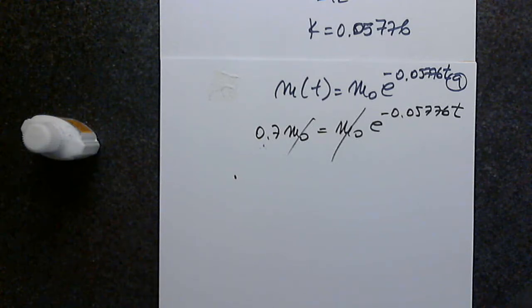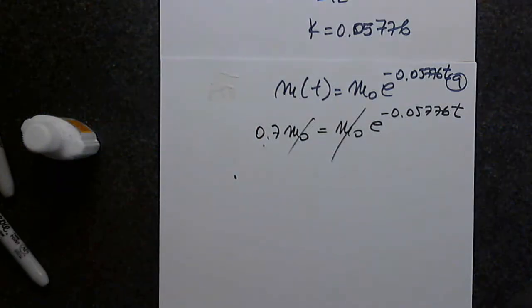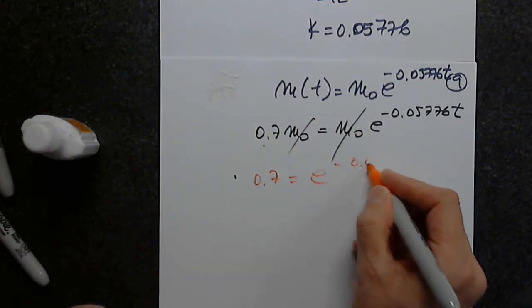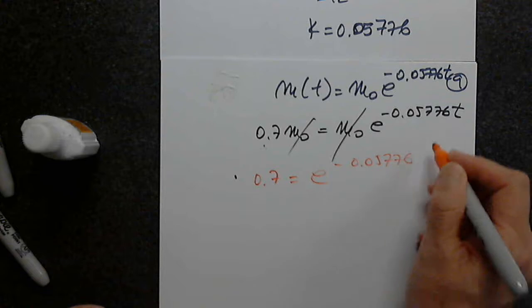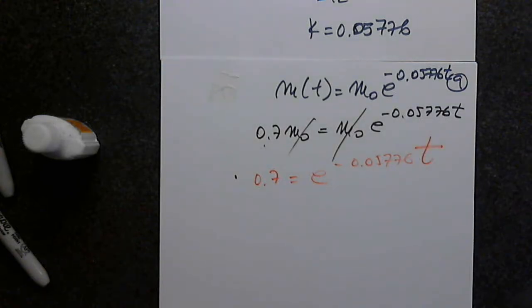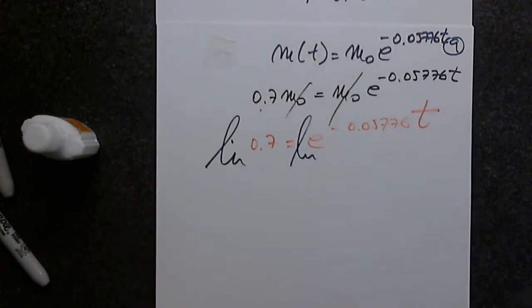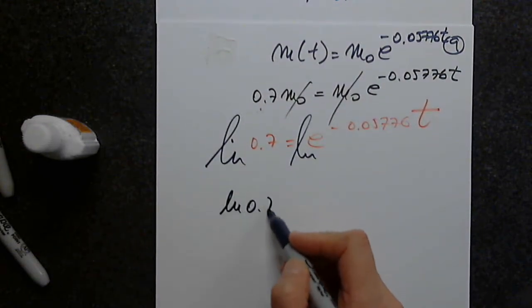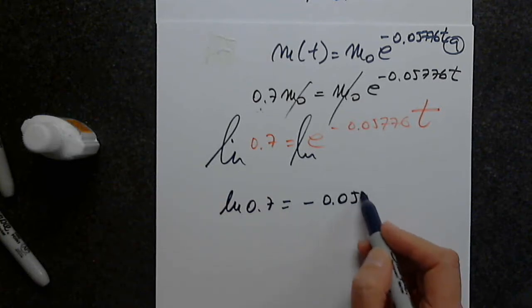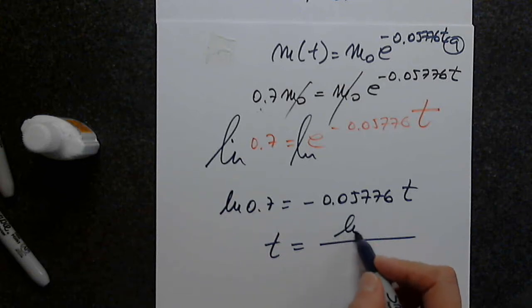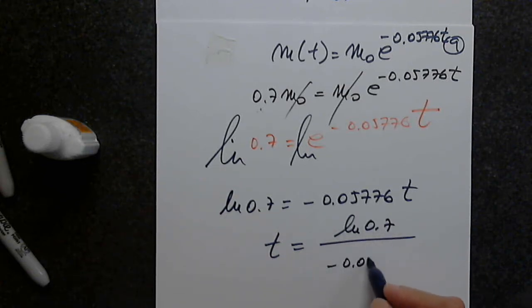We divide both sides by M0, and then we have 0.7 equals e to the negative 0.05776 T. And of course, we apply natural log to both sides. And we get natural log 0.7 equals negative 0.05776 T. So T equals natural log 0.7 over negative 0.05776.